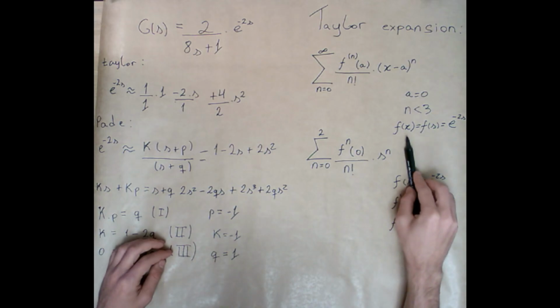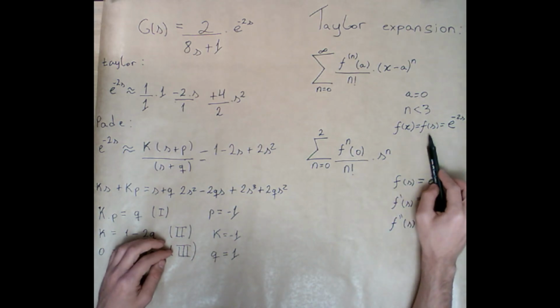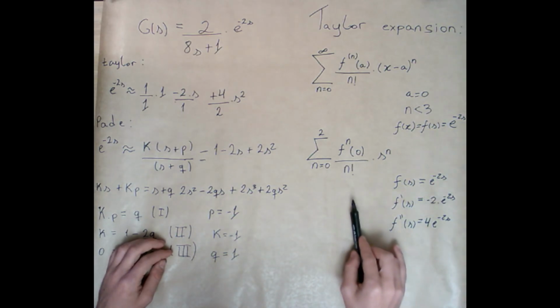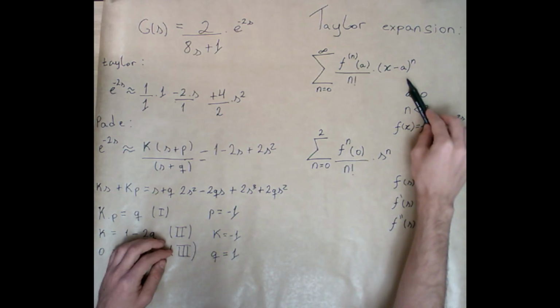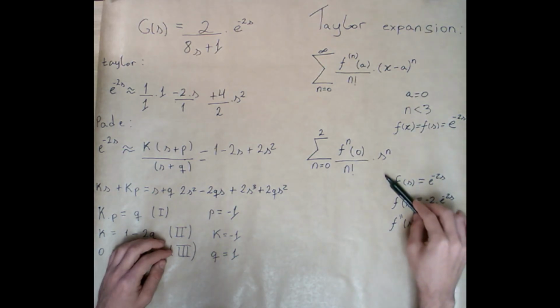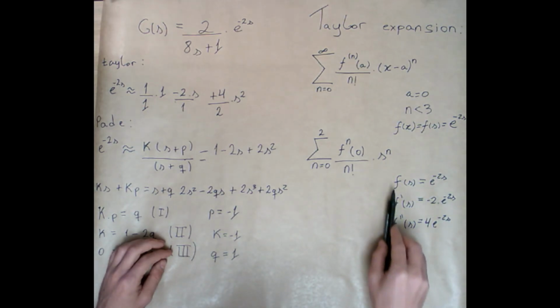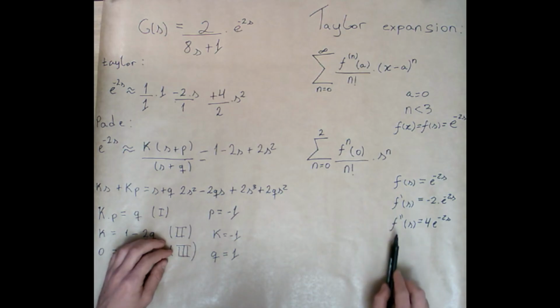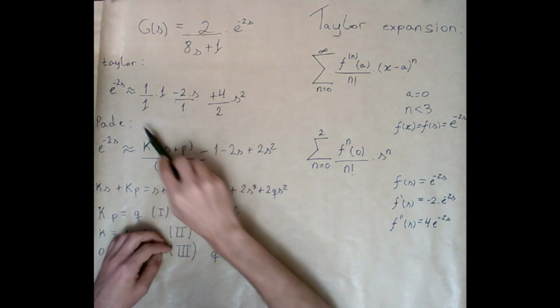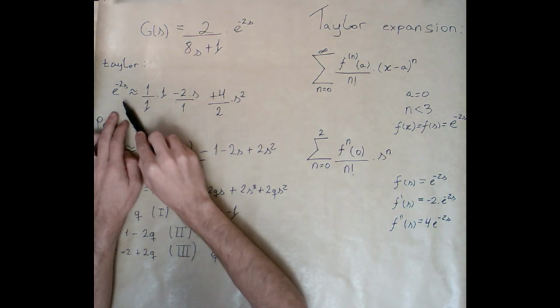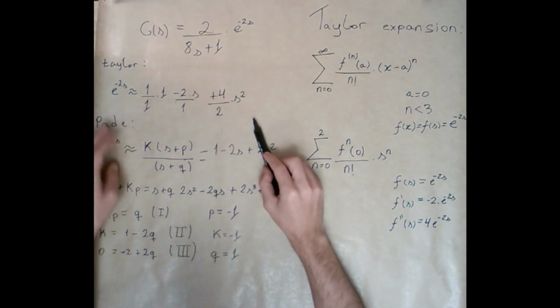Also, our f(x) in this case is going to be actually an f(s), which is e to the power of minus 2s. With all that in mind, we can transform this series into this, which is actually a Maclaurin expansion. Here are given the first two order derivatives of f(s), which allows us to calculate the Taylor series approximation for this exponential to be this function.